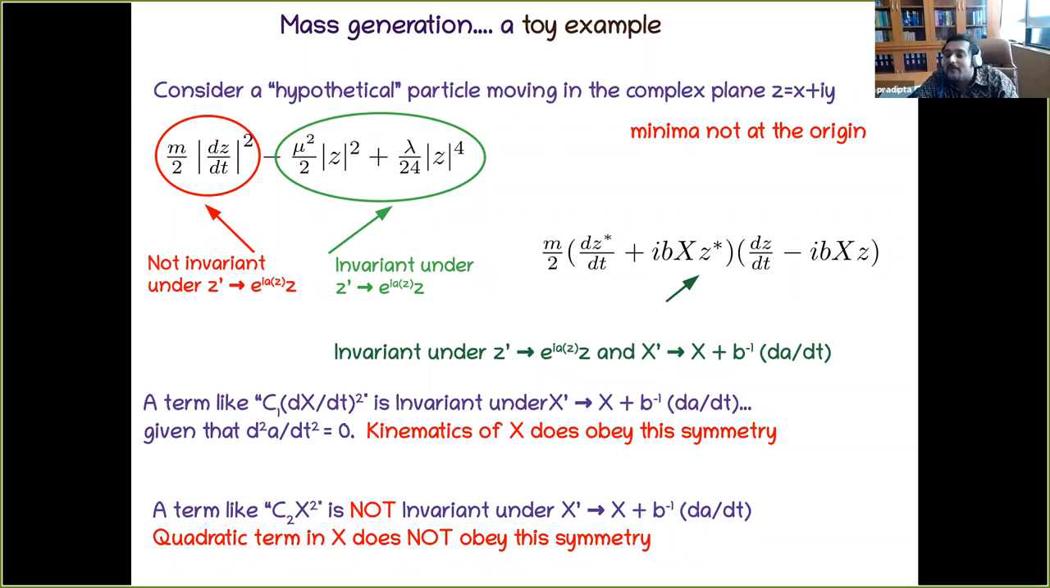Now, what is the motivation for doing this? The motivation is that I just wanted to show you that if you consider d2a/dt2 equal to zero, then a term like c1 dx/dt is also an eligible entry for this particular theory. That is also important, because dx/dt is going to determine the dynamics of the X field, or whatever quantity is associated with X, because dx/dt is going to determine its evolution with time. So that entry is important.